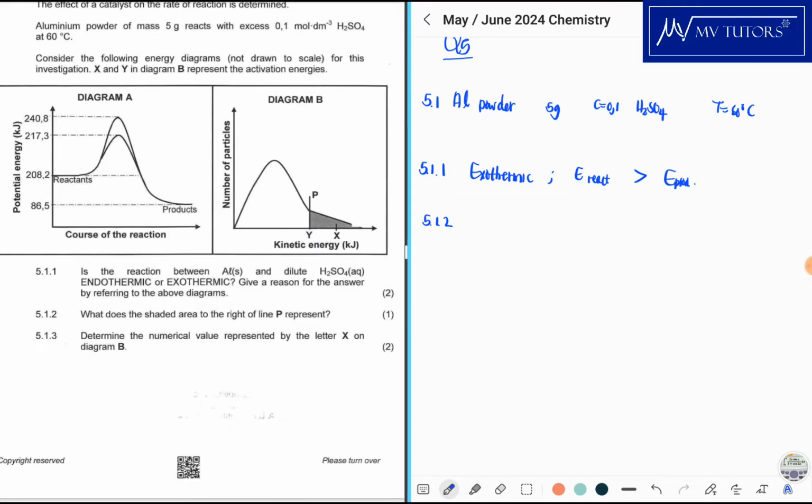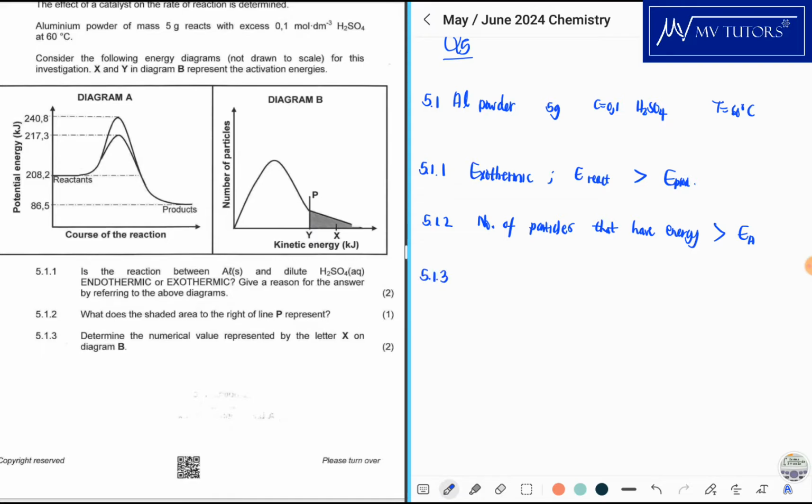5.1.2, what does the shaded area to the right of line P represent? So this one, it represents the number of particles that have energy that is higher than the activation energy. That's basically that.